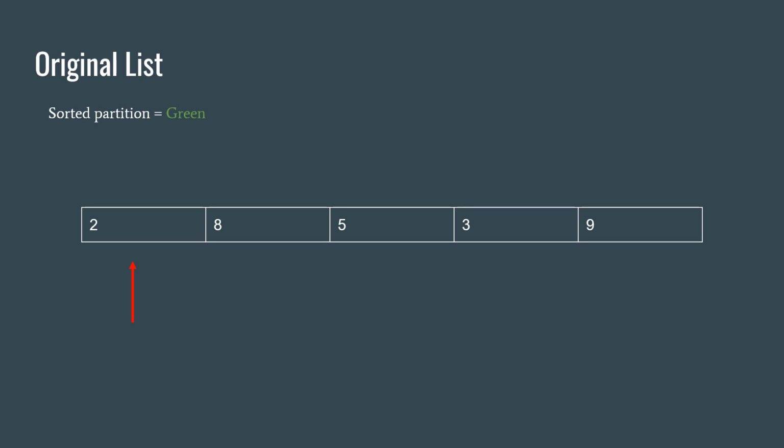We start at 2, and since there are no elements to the left of 2, we consider it sorted. Moving on to 8, we compare it to 2. Since 8 is larger than 2, we leave it where it is and consider it sorted.